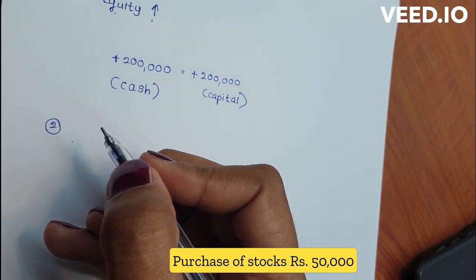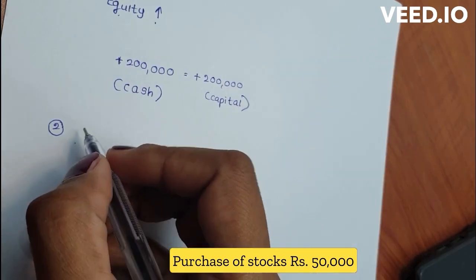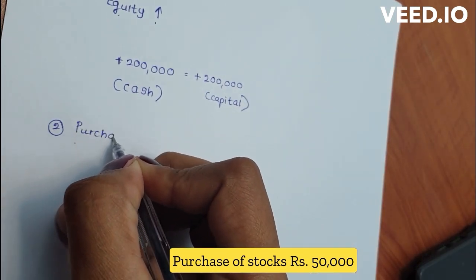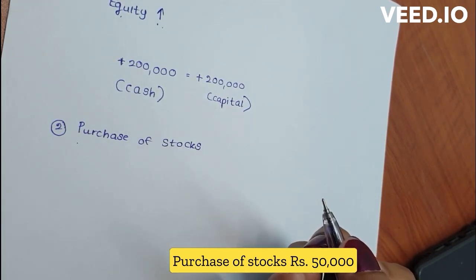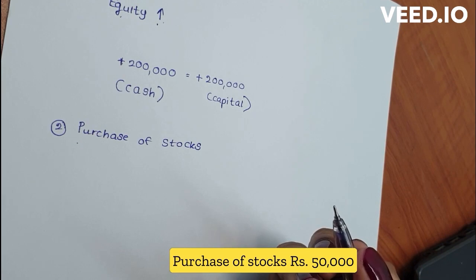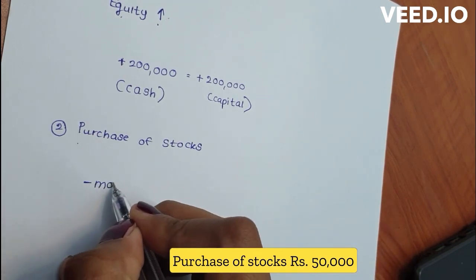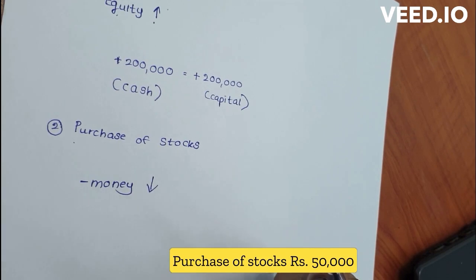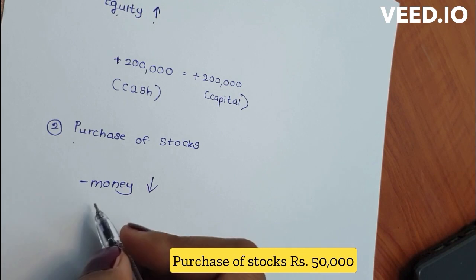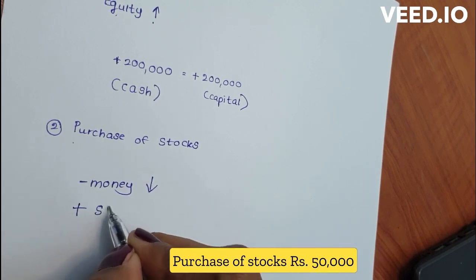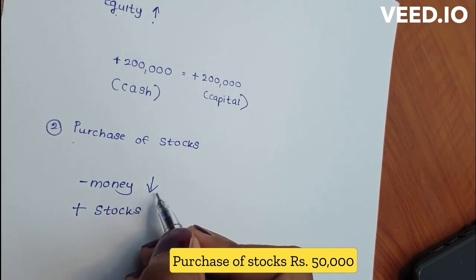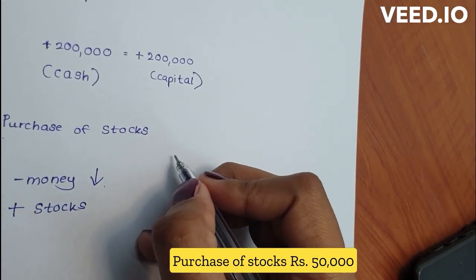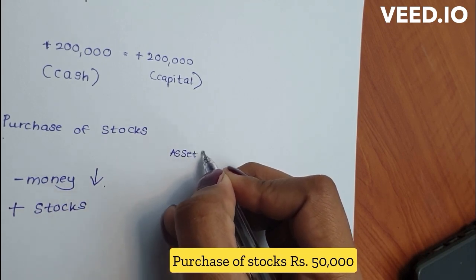Purchase of stocks, rupees 50,000. So we are purchasing stocks. When we purchase stocks by paying cash, what will happen? The money in the business is getting reduced. And when we purchase some goods, the business is getting stocks, but money is getting reduced. Now we'll see how we can show this in the accounting equation.